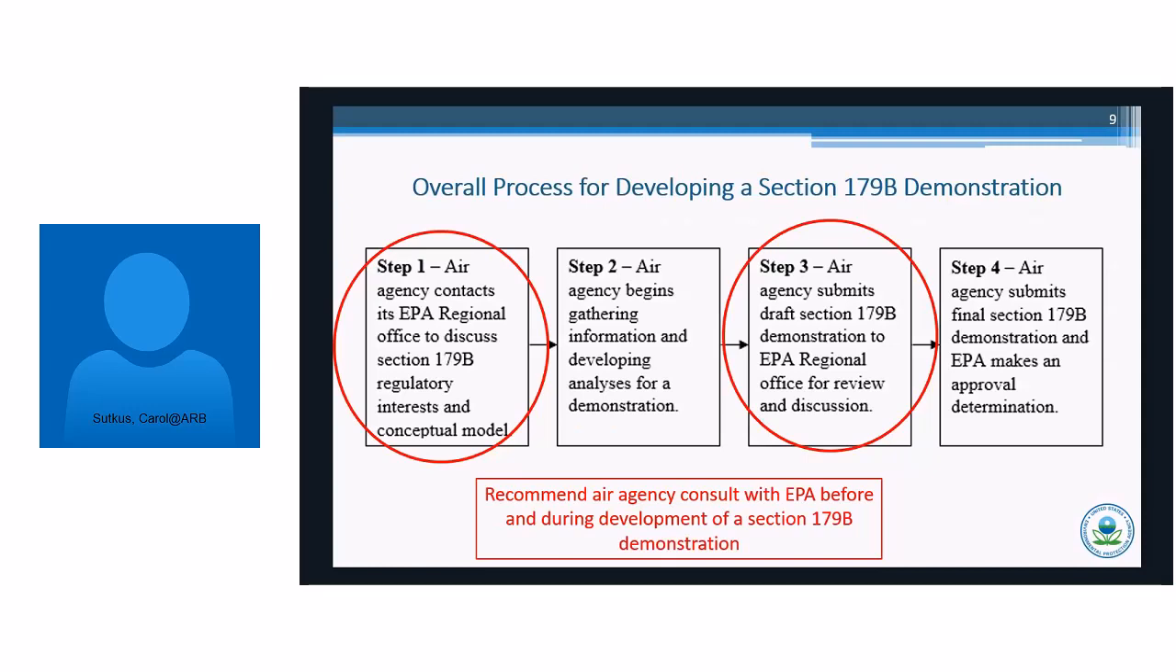Then the air agency begins developing the technical demonstration. Again, we encourage early engagement with the regional office along the way, including sharing a draft demonstration before finally submitting the demonstration to EPA for action. The red circles here indicate steps that clearly involve early engagement and discussion between the air agency and EPA. The guidance also includes more detailed process flow diagrams for each type of demonstration. In Section 4.2.3 on page 13 of the draft, we have the flow diagram for prospective demonstrations, and Section 4.3.4 on page 16 of the draft for retrospective demonstrations.